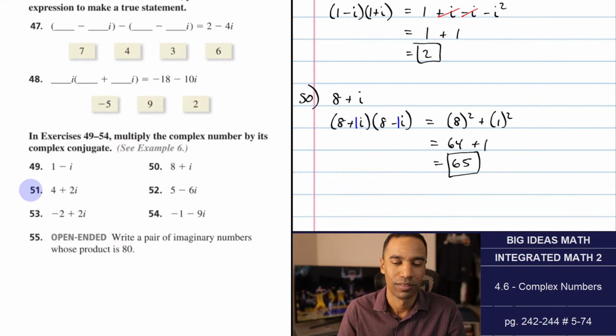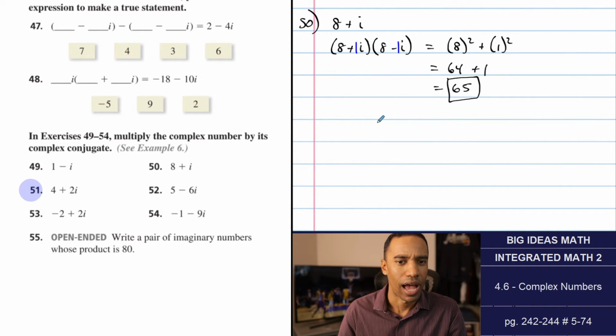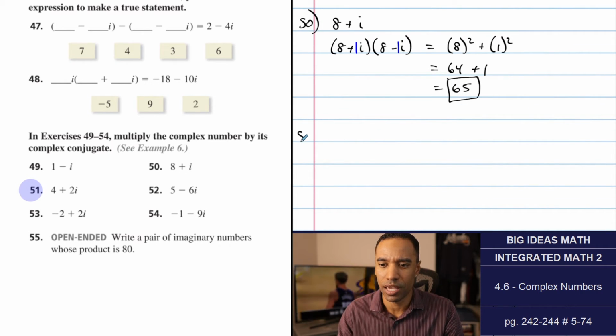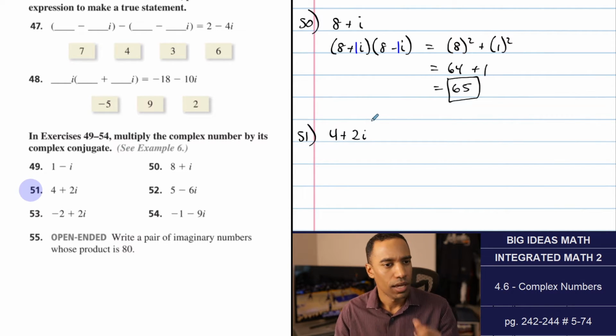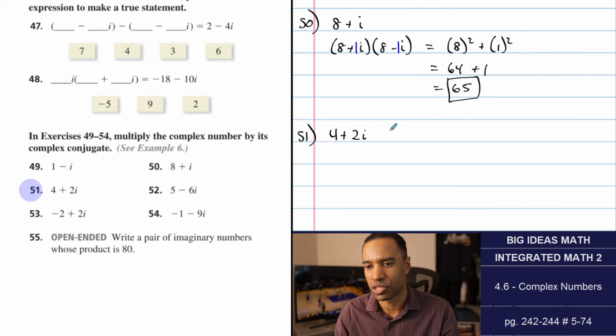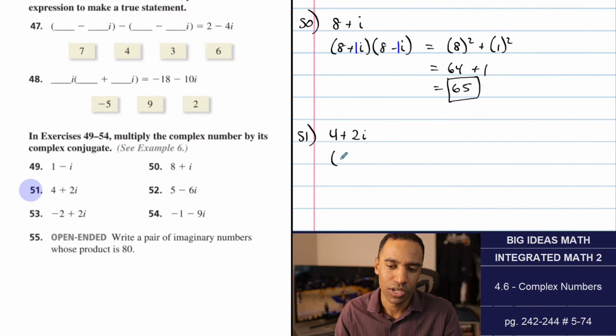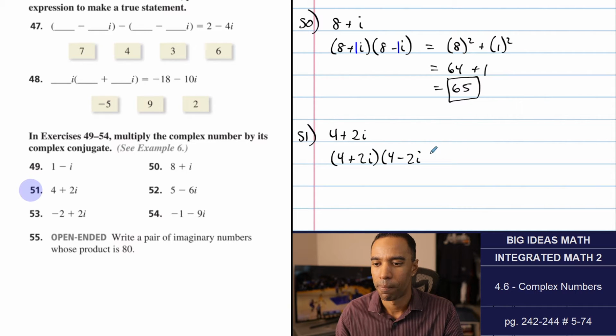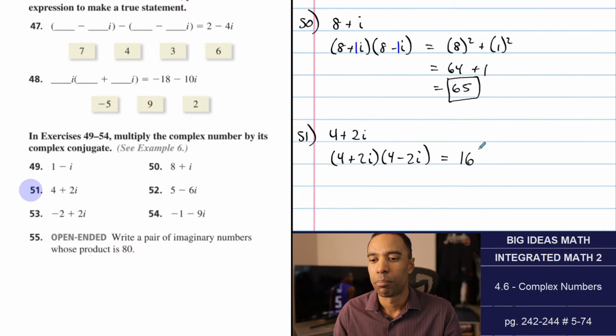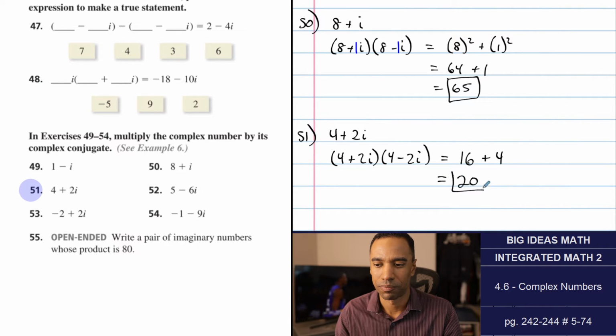Number 51. I don't think it happened in the other parts as well, but I guess we don't rationalize denominators with these things. That would be the goal. We would use this to rationalize denominators. They don't have you do it here. Maybe it's in the next section. 4 plus 2i. Its conjugate is 4 minus 2i. So 4 plus 2i times 4 minus 2i would give you 4 squared, 16, plus 2 squared, 4, 20.